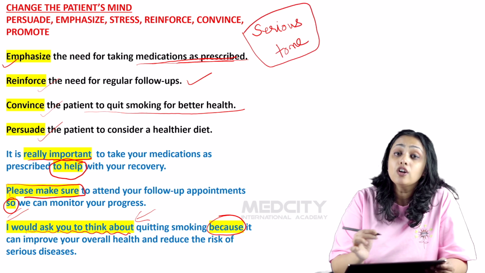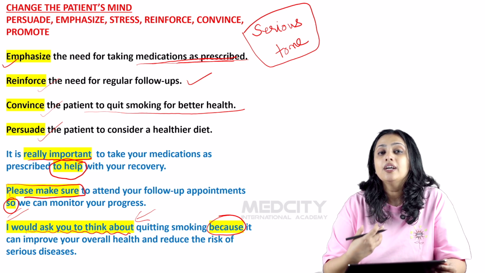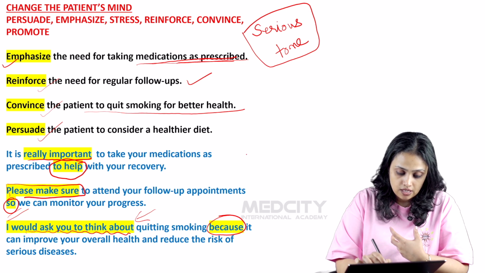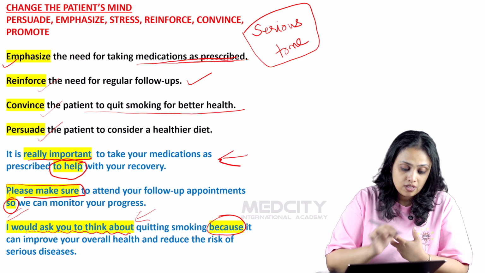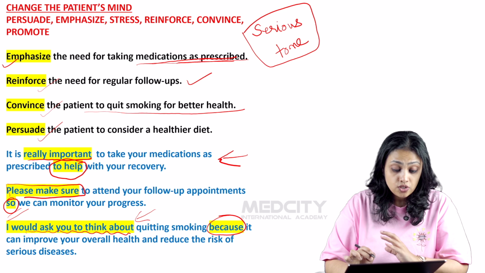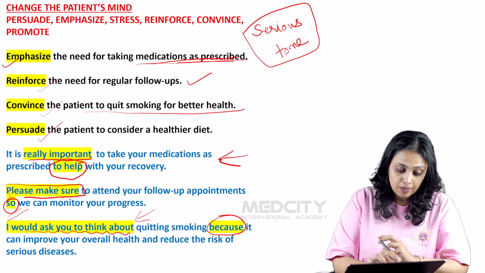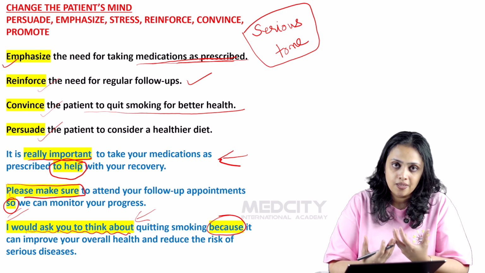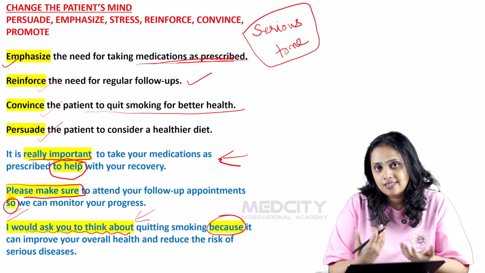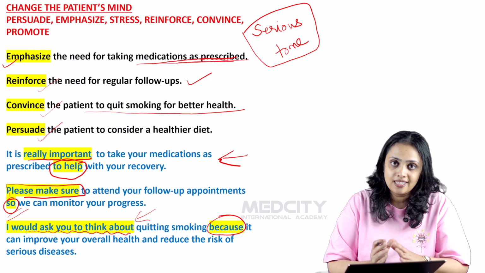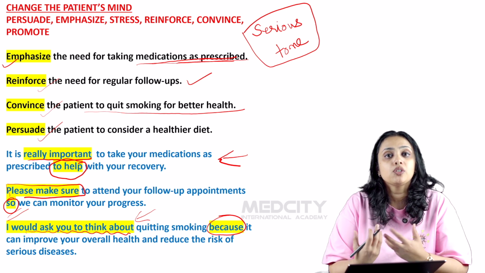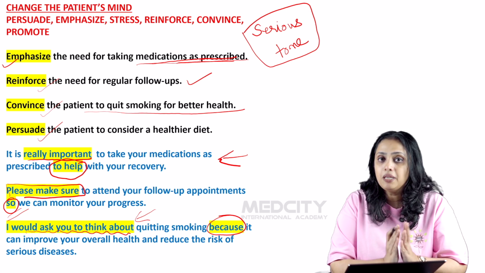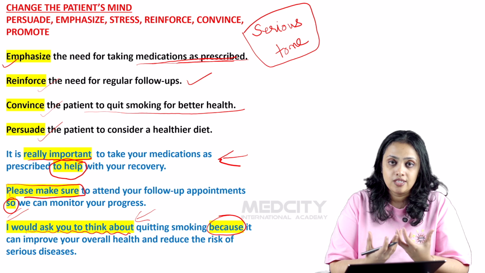Of course you have to be polite, but to make the patient understand the seriousness of it, you need to sound serious. For instance, if you're telling the first response, "See Mr. John, it's really important to take your medications as prescribed to help you with your recovery." That seriousness should reflect in your voice. After all, it's your voice that is being reached to the examiner. So whatever you're trying to convey should be reflected in your voice. So whenever doing tasks wherein you have to change the patient's mind, make sure that you reflect that seriousness. Okay.